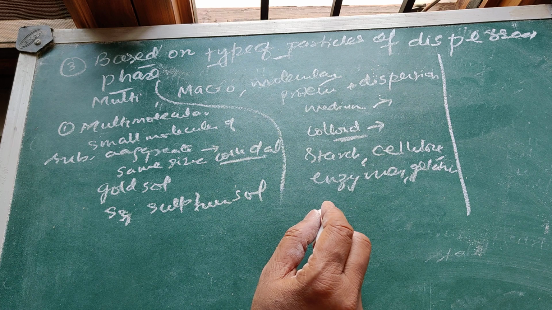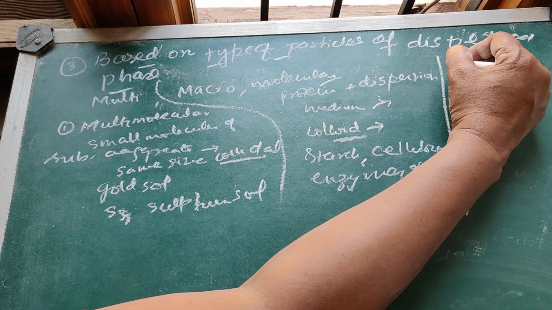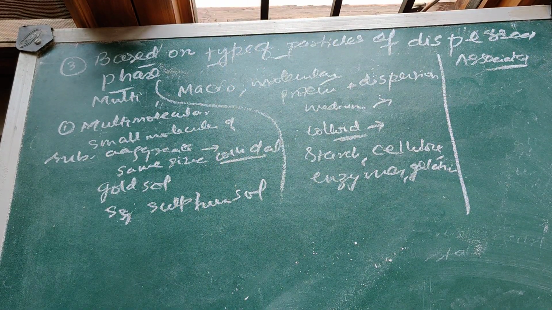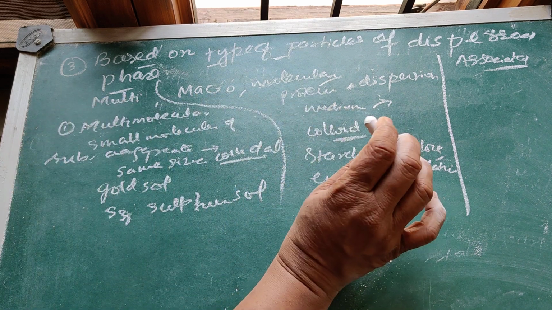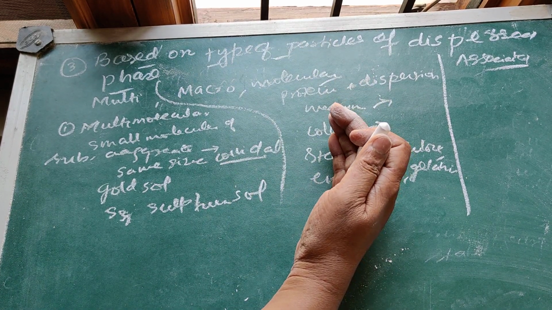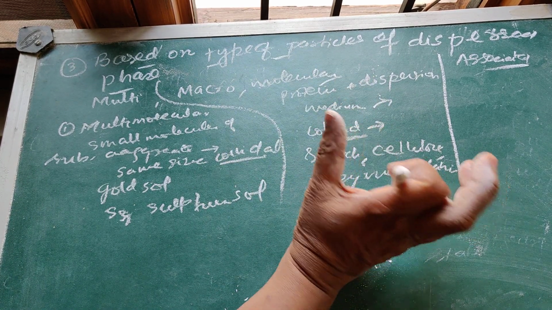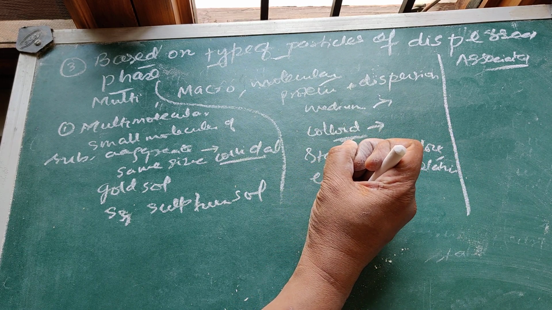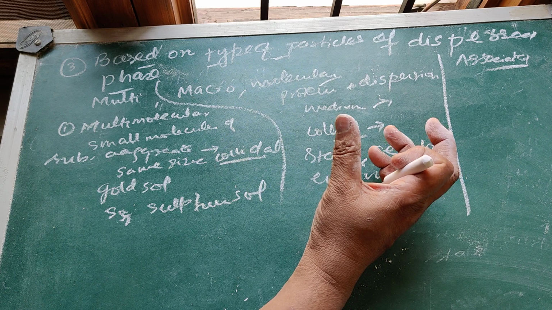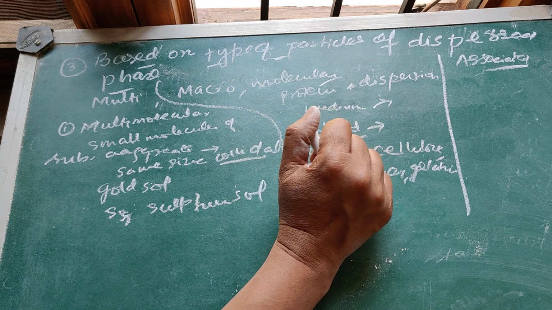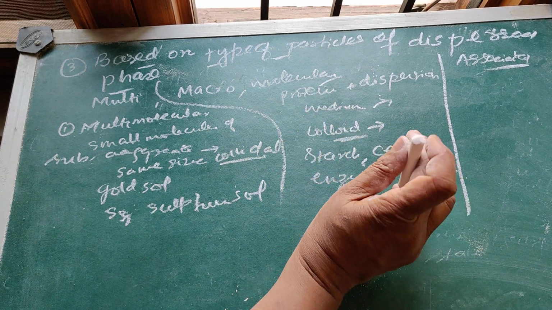Then last is associated colloids. These are substances which, when dissolved in a medium, behave like a normal electrolyte at low concentration but behave as colloidal solutions at high concentration due to the formation of aggregates. Means at high concentration the molecules come and aggregate together and act as a colloid, whereas at lower concentration it behaves like a normal electrolyte. Such types of colloids are known as associated colloids.